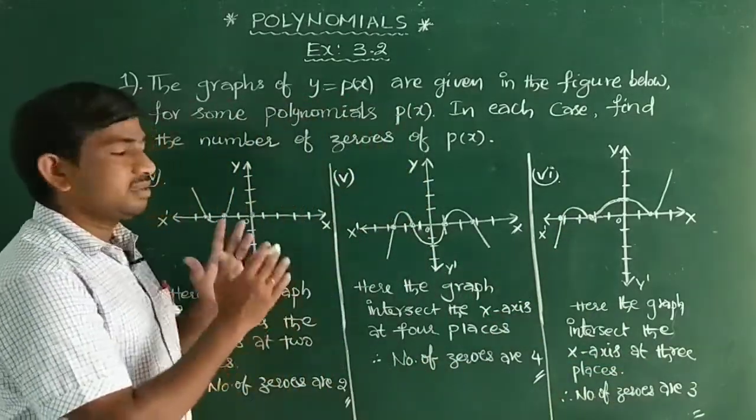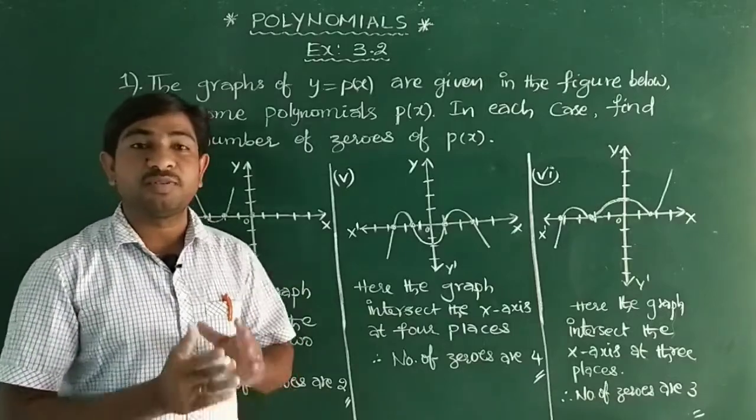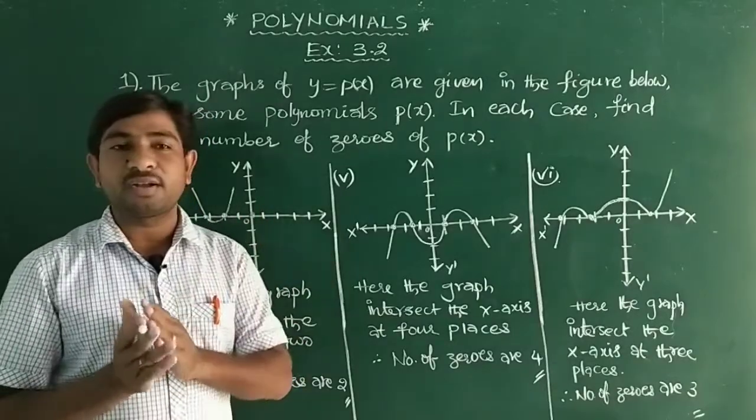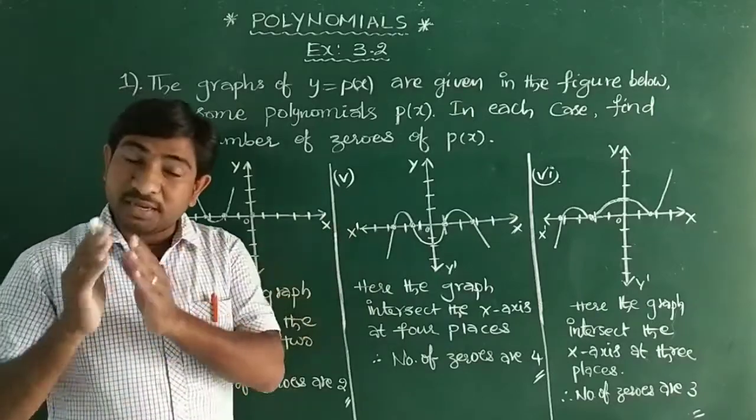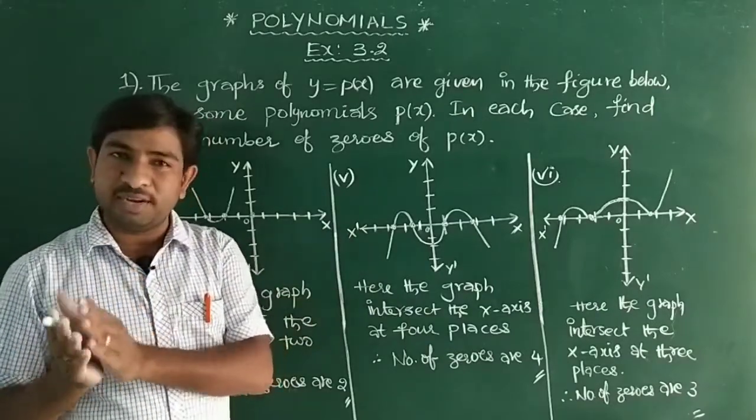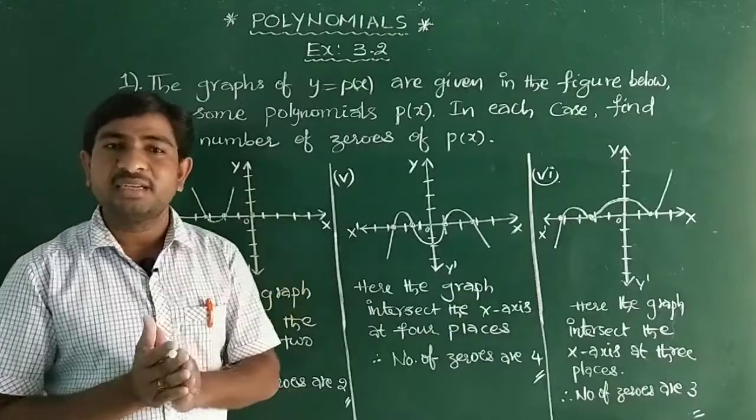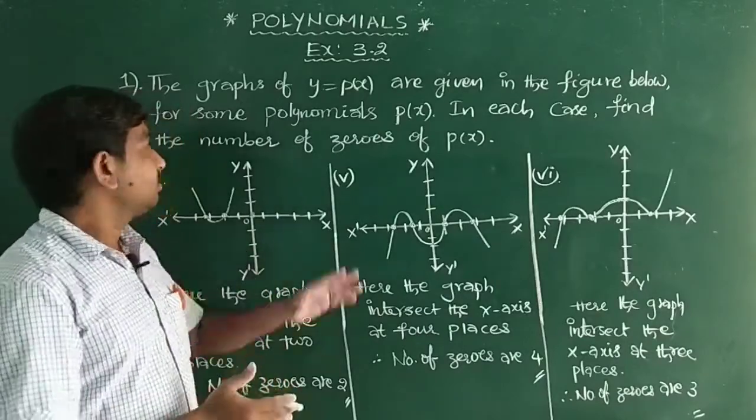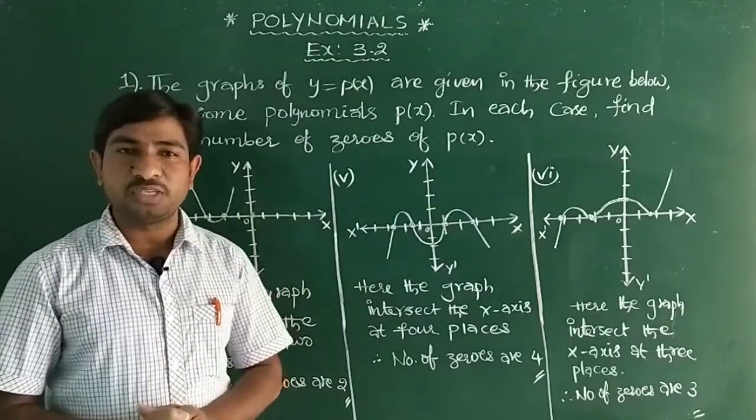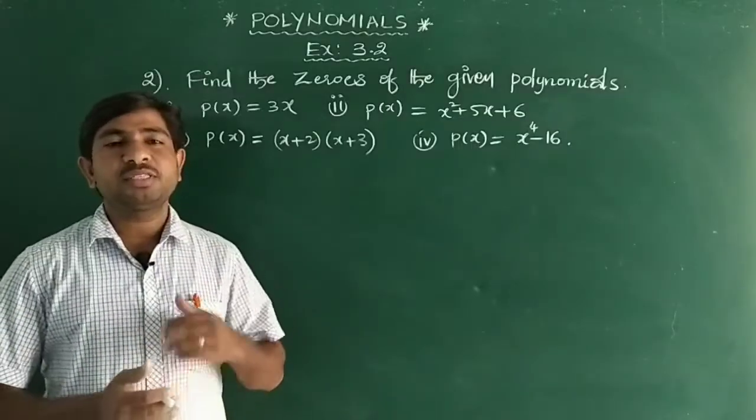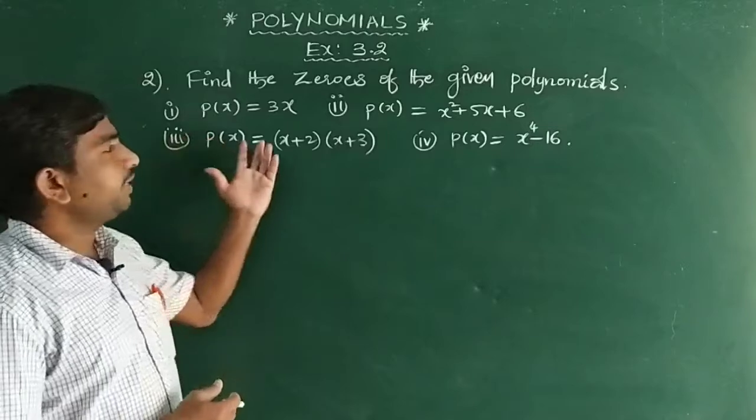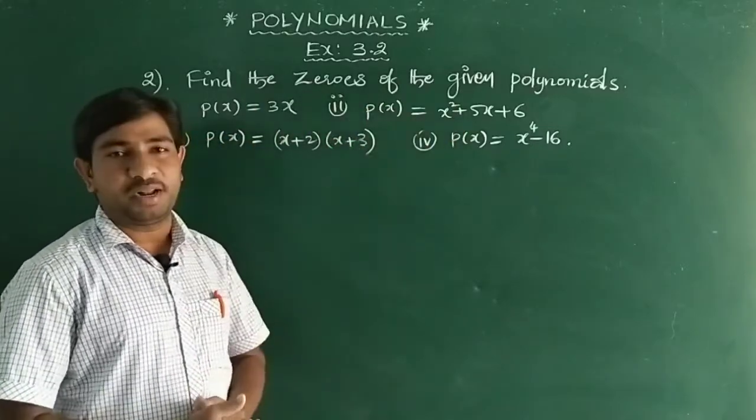So this is how to find the number of zeros when the given graph or curve intersects the x axis. How many zeros there are depends on the curve or the given graph. If it intersects the x axis, we can say. Okay, so the first problem's solution is completed. Now the second problem. Find the zeros of the given polynomials.